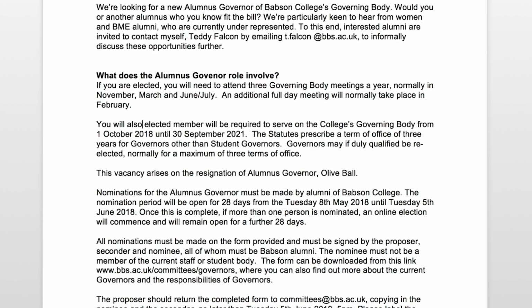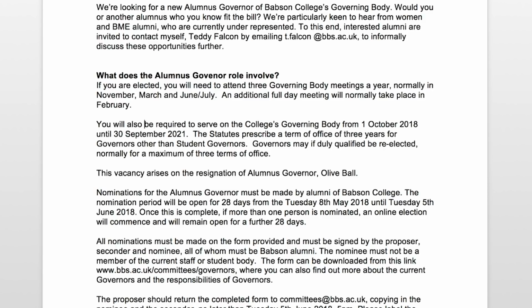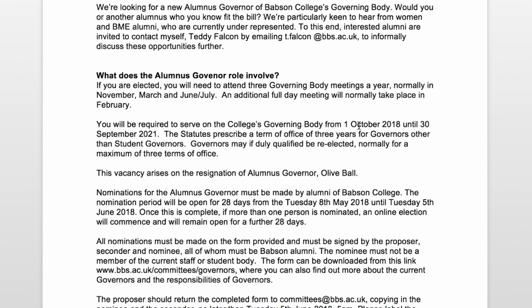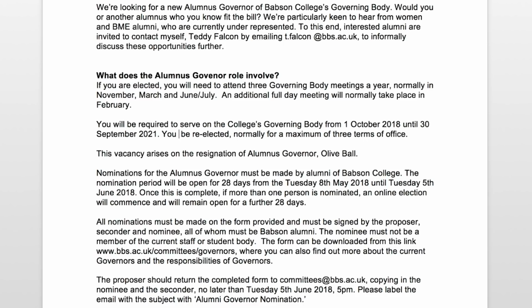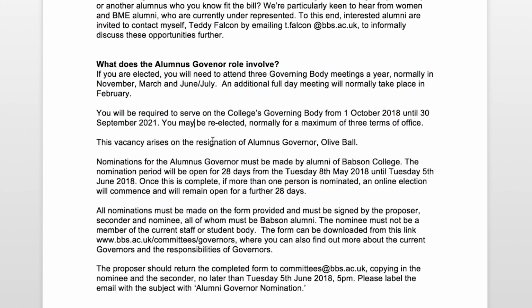You will also be required to serve on the college's governing body from the 1st of October until 30th of September. Oh, now we're back to statutes again. The statutes prescribe a term of office of 3 years for governors other than student governors. Governors may, if duly qualified, be re-elected normally for a maximum of 3 terms of office. That seems to be saying the same thing twice. It's incredibly legalistic again, all this talk of statutes prescribing things, very unfriendly language. So let's just say you may be re-elected. You may be re-elected normally for a maximum of 3 terms of office.